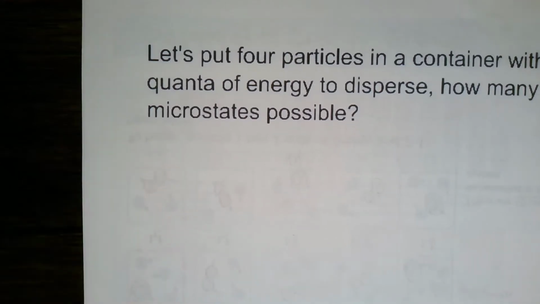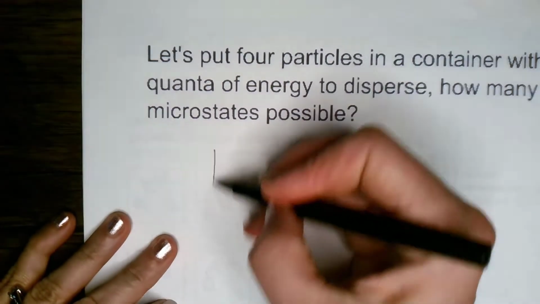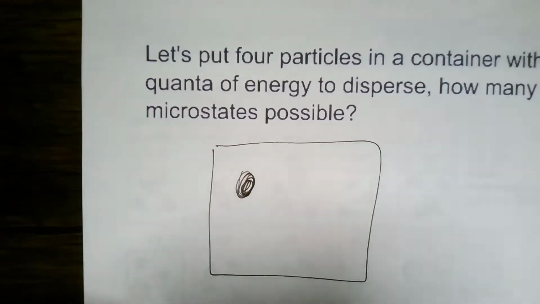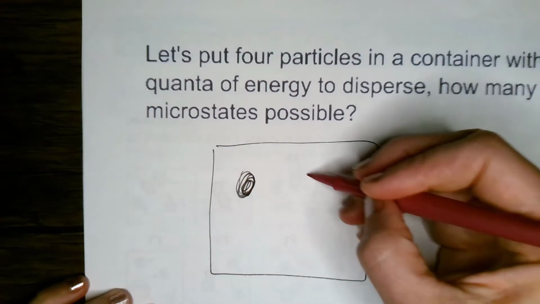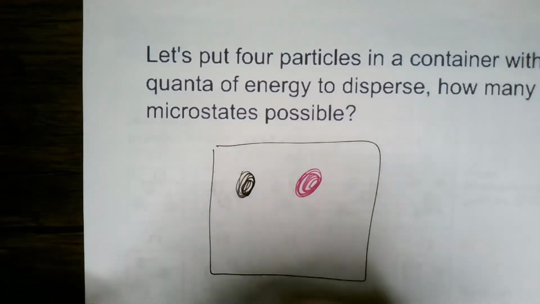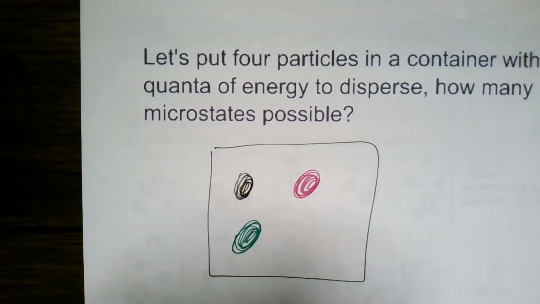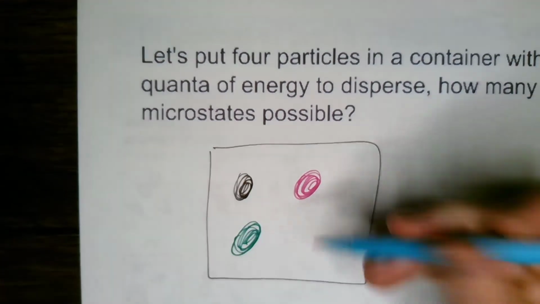So let's put 4 particles in a container. Here's our container. Here's one particle, a black particle. Let's have a pink one. Let's have a green and a blue.